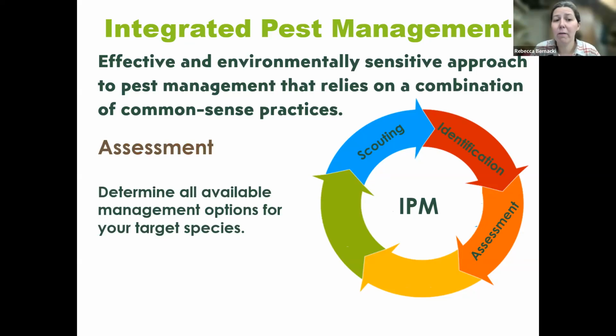Then we're going to do an assessment of all of our management options. So do I only have a few plants? Maybe mechanical management's our best option. Or maybe I have a really, really dense infestation of some wild parsnip that can burn me if I try to manage it mechanically. Maybe I want to take a chemical approach there.